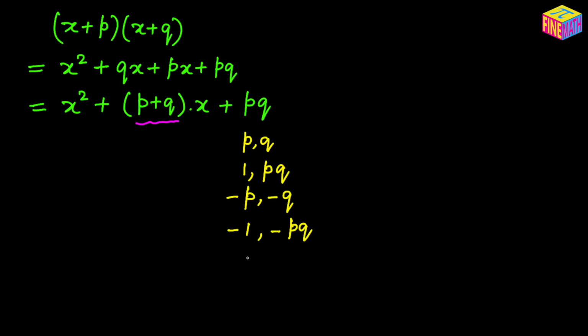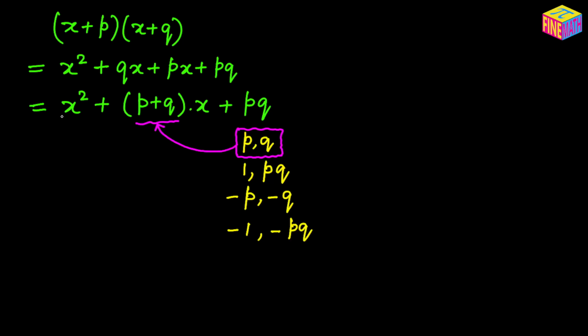Now, let's pick one such combination whose algebraic sum would be positive p plus q. Which combination do you think would give us positive p plus q if you take the algebraic sum? I think this is that combination, which is positive p and positive q. This combination will give us the algebraic sum as positive p plus q. So as you can see, the coefficient of x in the middle term is nothing but the algebraic sum of the pair of factors of p times q, which is actually the constant term, right? So the algebraic sum of the pair of factors of the constant term is actually sitting in the middle term there.